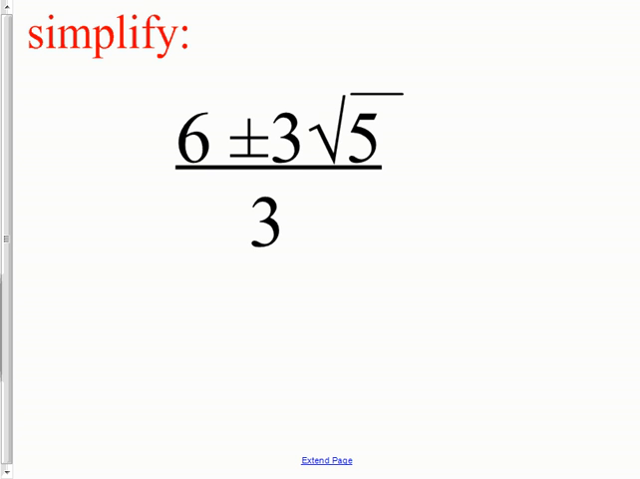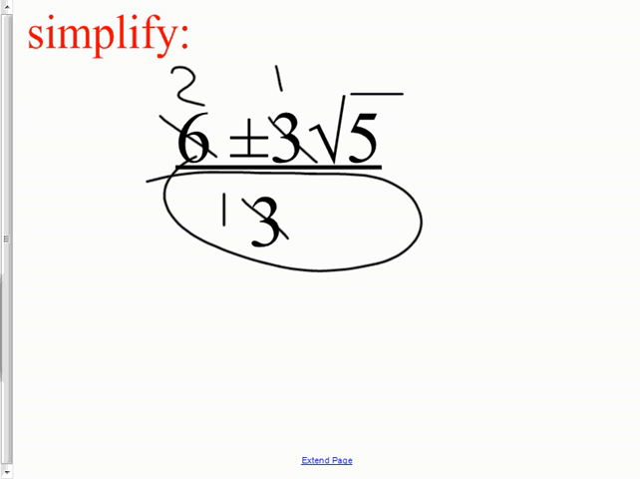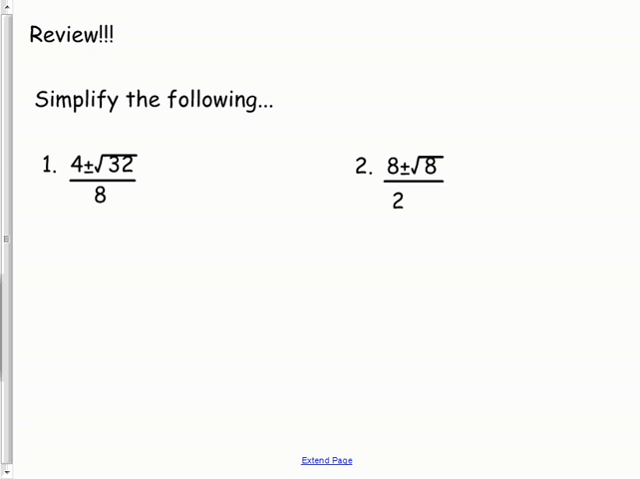In fact, on this one, I don't think you need to show me. This one's pretty easy. 3 goes into this twice. 3 goes in there once and once. And dividing by 1 is kind of useless, so we just leave that off. 2 plus or minus root 5. Raise your hand if you know how to do that kind. All right, good. Then we don't need to do the next several slides.